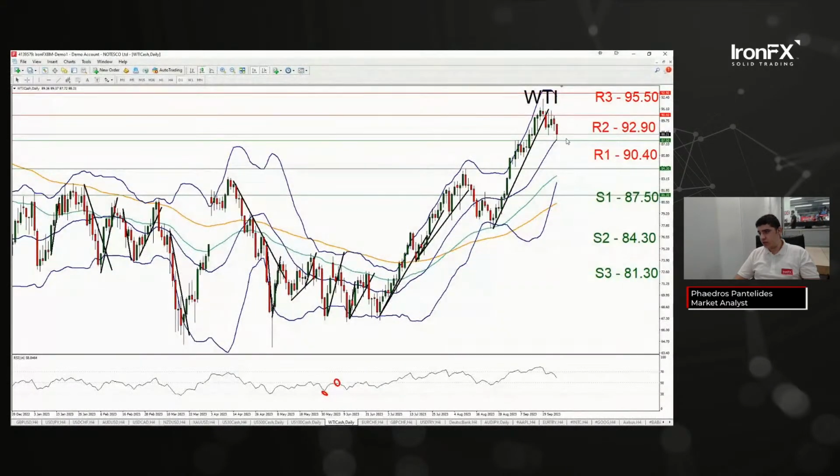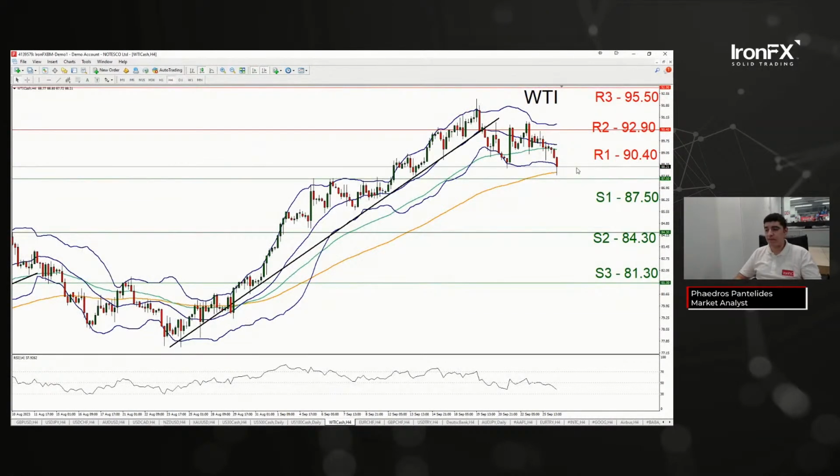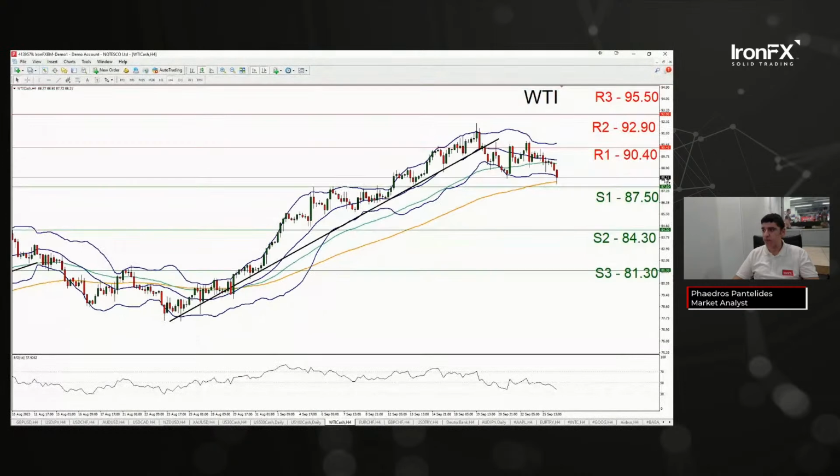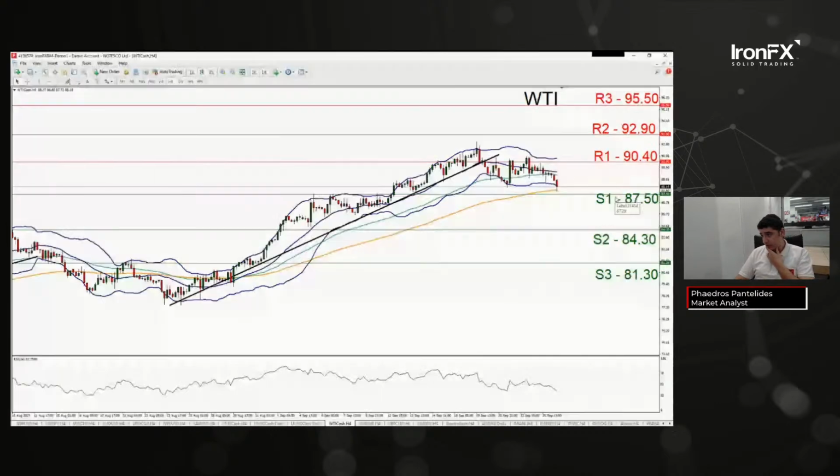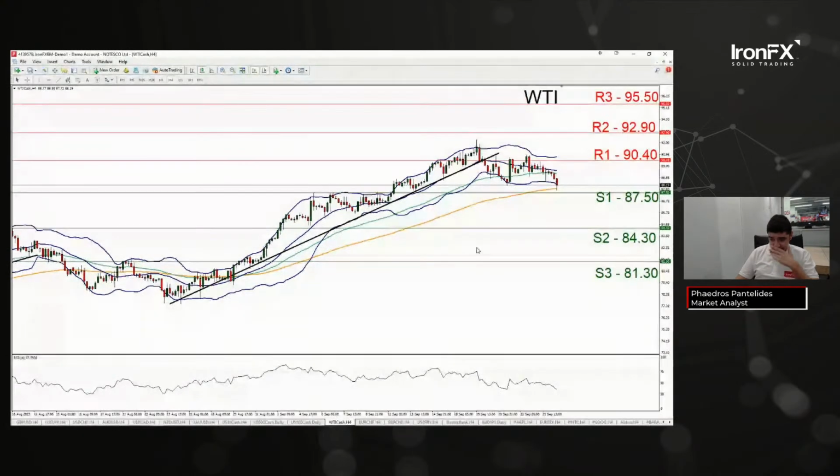On the daily, 2 days in the reds, yet it has not broken below S1. Therefore, I do not have a bearish outlook at this point in time for the aforementioned reasons I stated just before. So maintaining a sideways bias for oil, aiming to stay between 87.50 and 90.40.